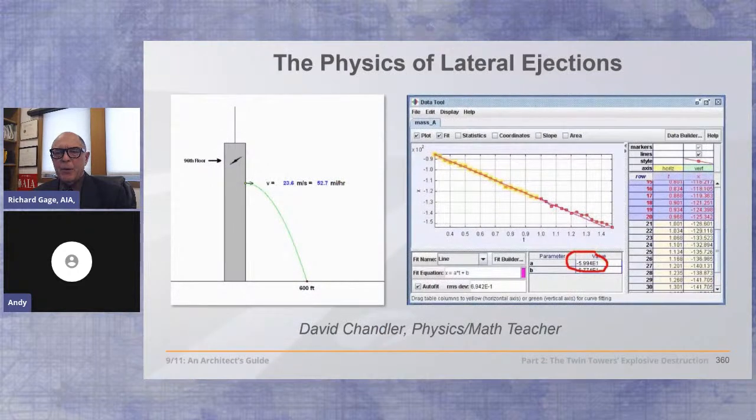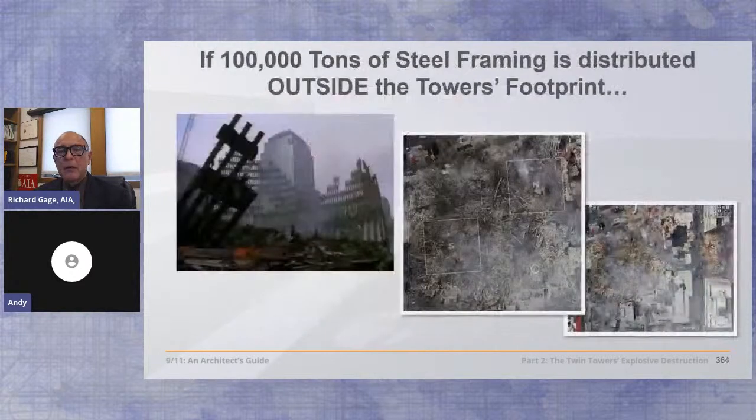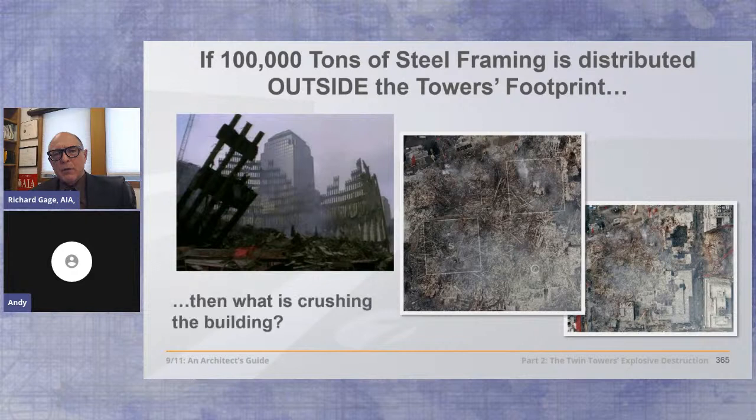80 miles per hour out of the side, and I mean out, not down. That's enough energy to hurl a 200-pound cannonball 3 miles. Where's that energy coming from? And by the way, if 100,000 tons of steel framing is ejected outside the tower's footprint, then what's crushing the building? This is 1/3 of the weight of these skyscrapers, each of the skyscrapers.